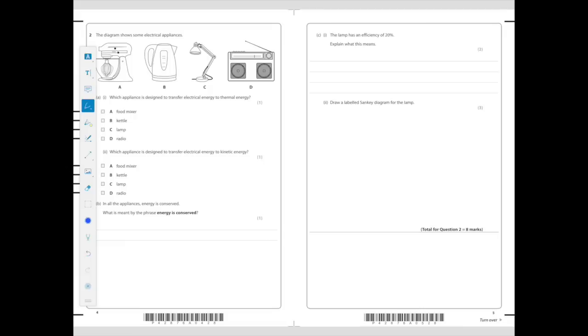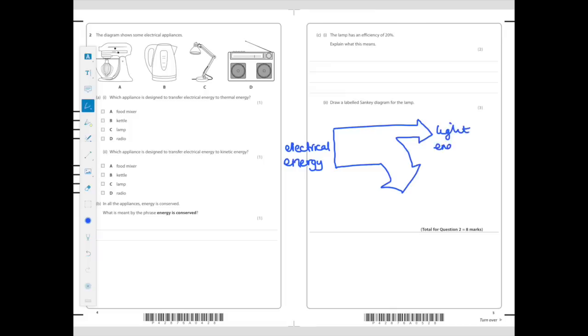Draw a labeled Sankey diagram for the lamp. Okay, so Sankey diagrams always look like this. Now you do find that a lot of it is wasted, so that's why the wasted energy arrow down here will be much broader than the useful energy. And now let's label all of them. So the lamp coming into that will be electrical energy. The useful energy out will obviously be light energy. And then there'll be wasted energy in the form of heat, because do notice that lamps get pretty hot. Because we haven't been given any numbers, you can't add any numbers, so don't worry about that.